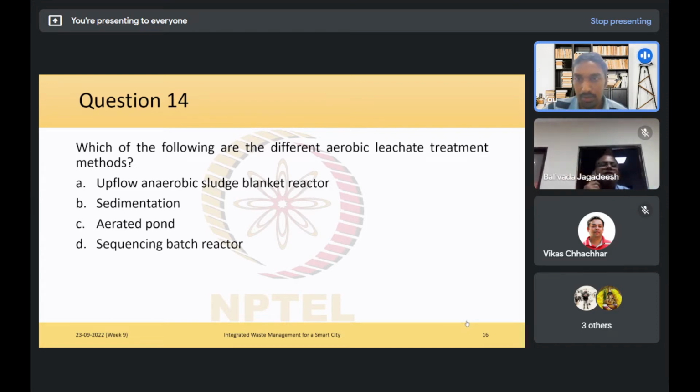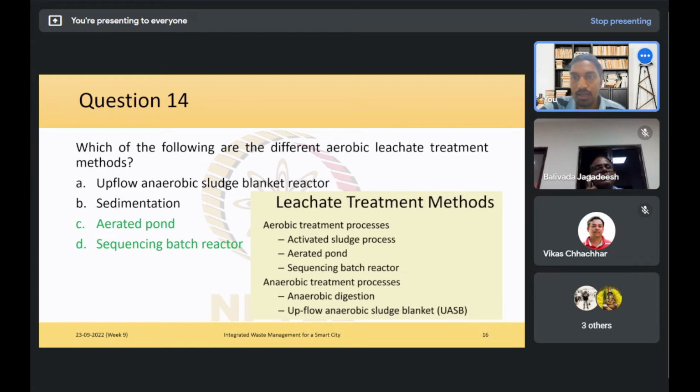Okay, so let's take a look at the correct answer. It is C and D, right? Two options out of these four are pretty clear from the name itself. Option A is an anaerobic process, as the name suggests, an upflow anaerobic sludge blanket reactor. That's clearly not an aerobic process. C, as the name says, is an aerated pond, so it's an aerobic process. So A is not an aerobic process, whereas C is.